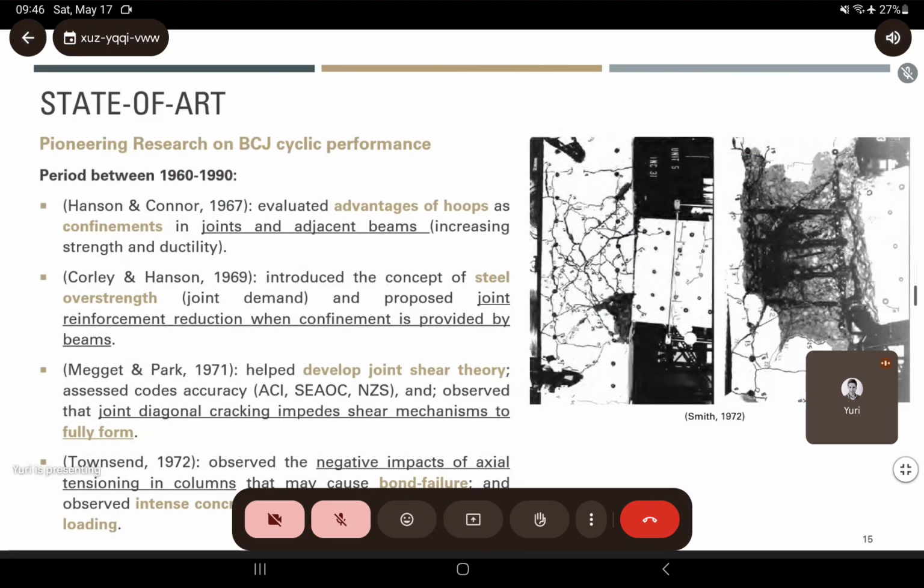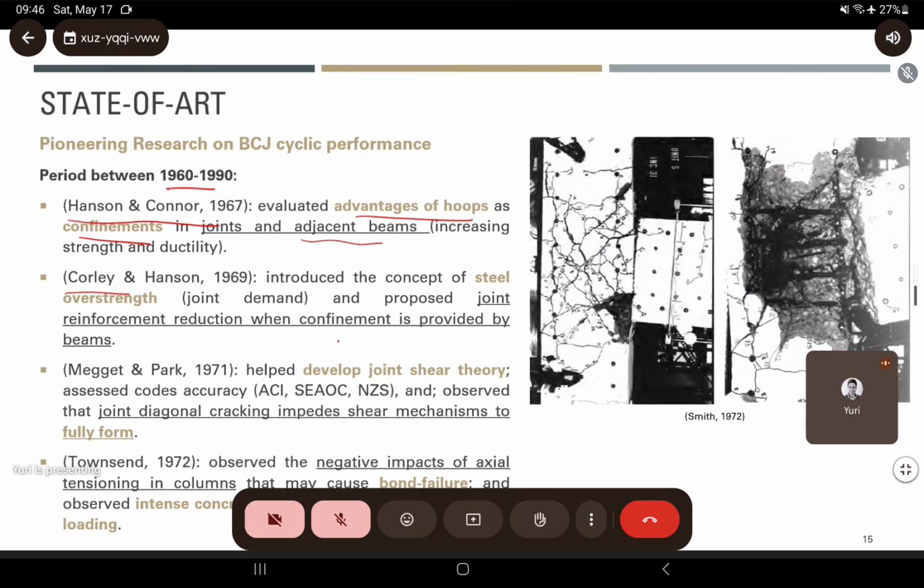So, speaking a little bit about the pioneering research, I'll tend to be fast here, but we are characterizing each period of 10 years, ever since it first started in the 60s. One of the first experiments we saw was from Hanson and Conner, who evaluated the hoop action and the advantage of confinement, especially in joints and beams.